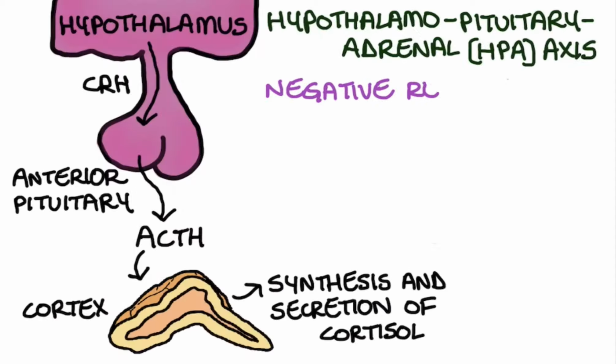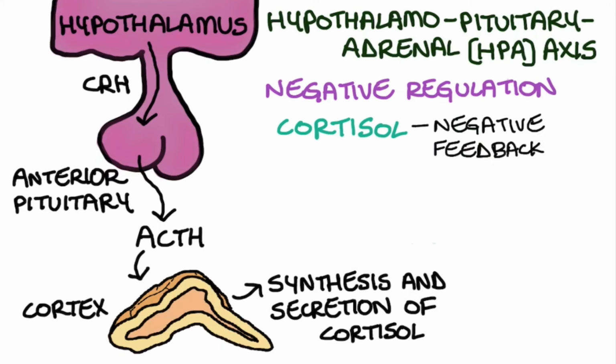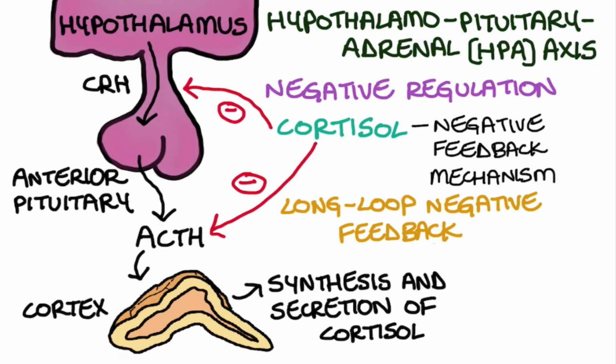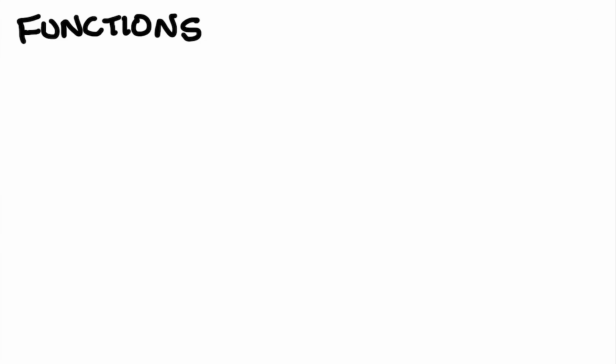Coming to negative regulation, cortisol itself acts through a negative feedback mechanism. It inhibits secretion of CRH and ACTH. This is called long-loop negative feedback. Let us move to the functions of cortisol.